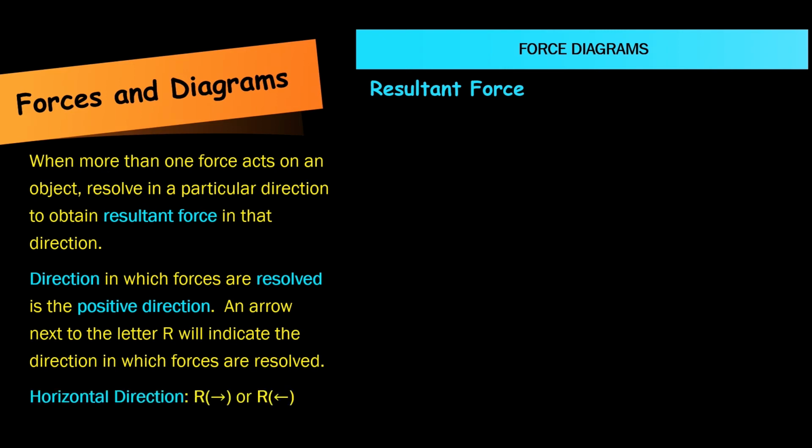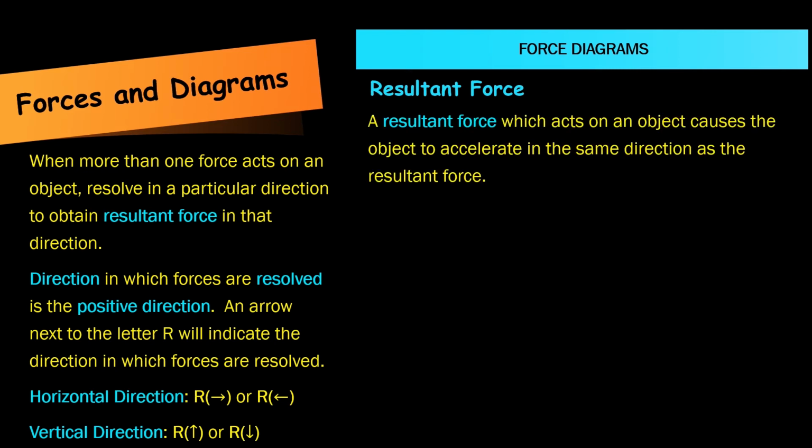So the horizontal direction could be an R with an arrow pointing right or an R with an arrow pointing left. And similarly in the vertical direction, we could have the letter R with an arrow pointing up or an R with an arrow pointing down, as shown. A resultant force which acts on an object causes the object to accelerate in the same direction as the resultant force. Let's take a look at an example.